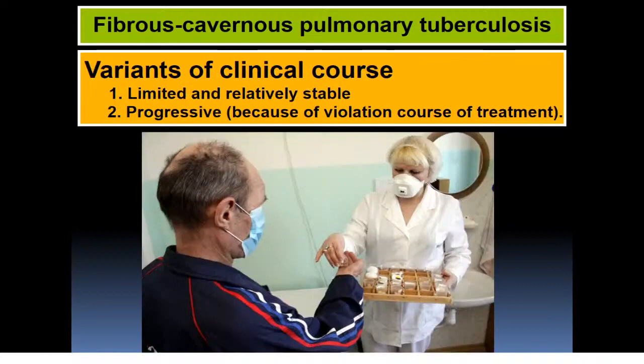There are two variants of clinical course of fibrous cavernous tuberculosis. First variant, limited and relatively stable, when a small volume of the lung is affected. And the second variant, progressive, because of violation of the course of treatment.